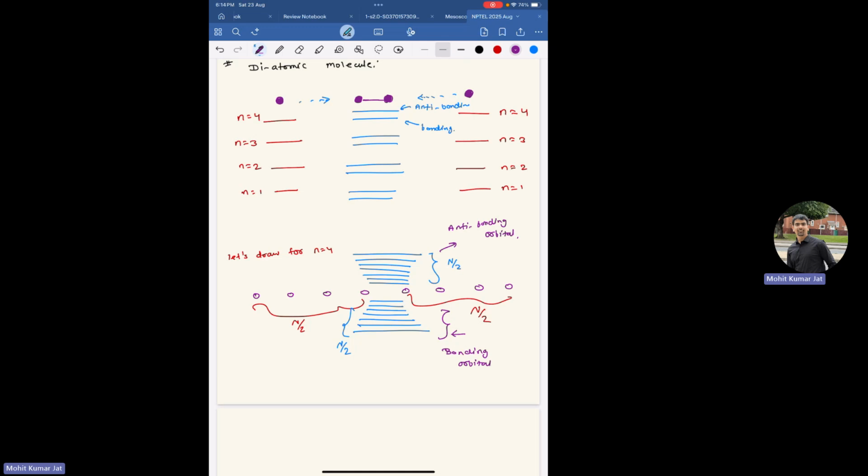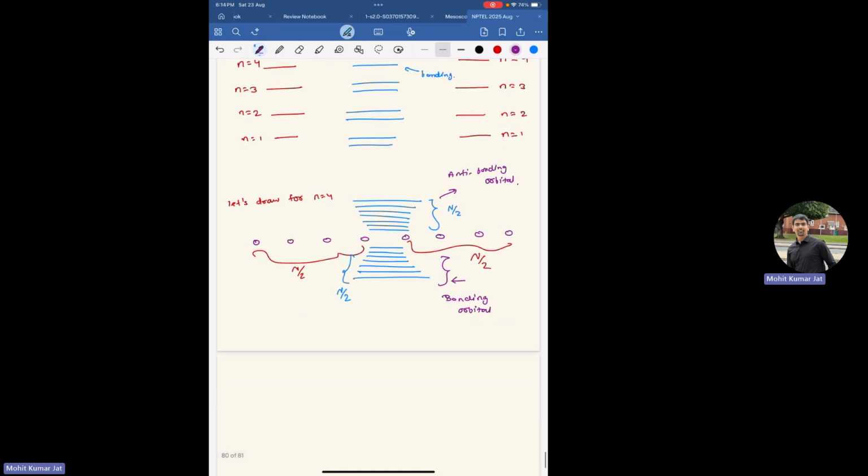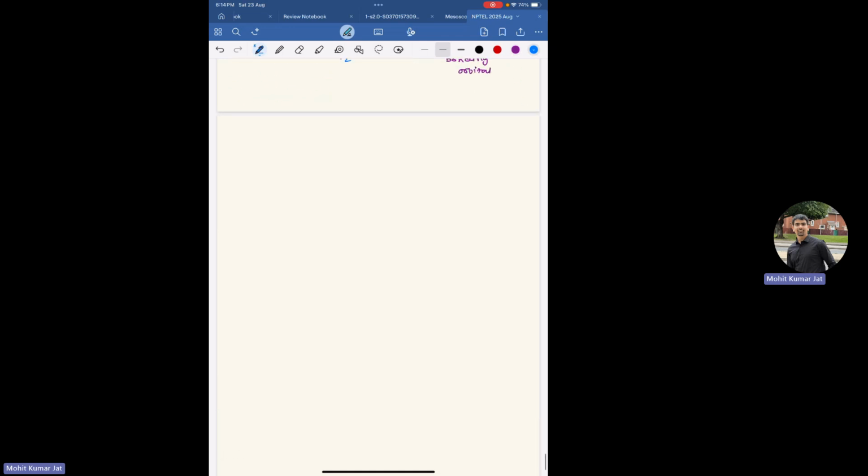Now, similarly, the n equal to 2, 3 levels will also be split, and form the higher energy bands, right? I have drawn n equal to 4, but 2, 3, 1, and n equal to 5, they will also split. And that's how the bands are formed. But if you see the microscopic picture, what is essentially happening is the linear combination of atomic orbitals, right? So in the back end, the thing which is happening is the linear combination of atomic orbitals.